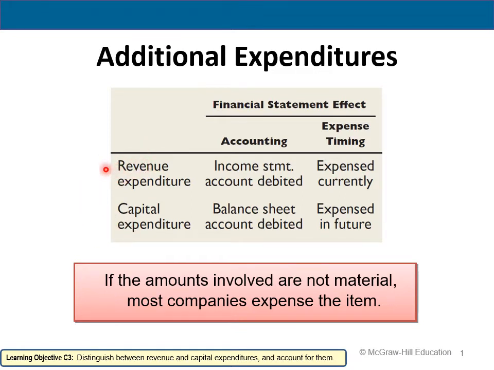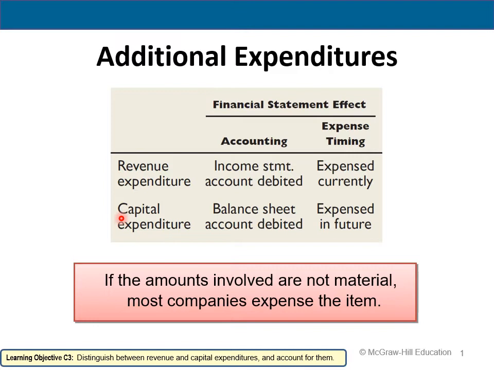Revenue expenditures are treated like current period expenses. These are things that maintain an asset, that keep an asset in its normal working order, like oil changes, new tires, and stuff like that. Changing filters and things, if we're talking about a vehicle, right? Tune-ups.